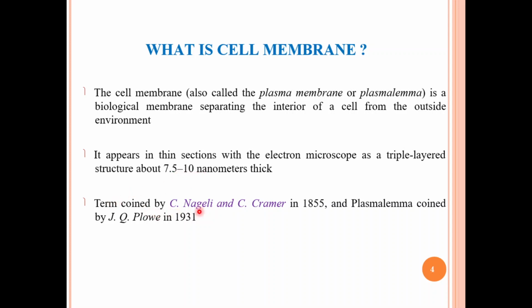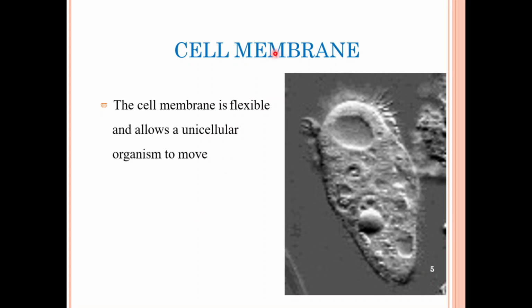This term was coined by C. Nageli and C. Kramer in 1855, and the name plasma lemma was given by the scientist J. Q. Plowe in 1931. Now, what is cell membrane? The cell membrane is flexible and allows unicellular organisms to move. See, it is the unicellular organism. As they do not have any special locomotory organs, they locomote with the pseudopodia. So the outermost cell membrane is flexible, which forms the pseudopodia for locomotion.